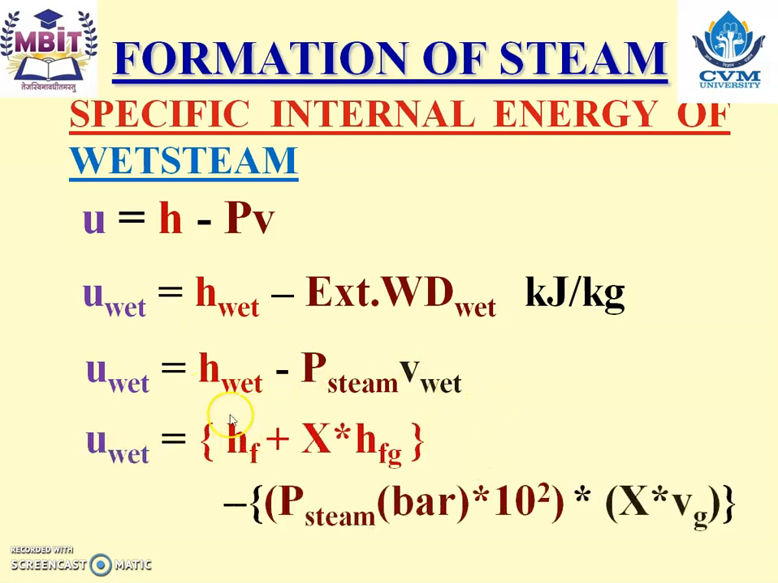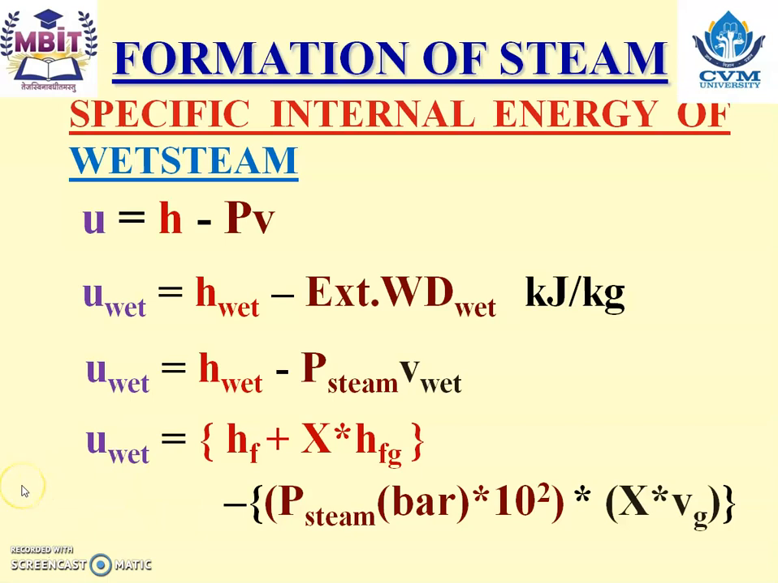Again, what is H wet? Hf plus x into Hfg, minus pressure of steam in bar multiplied by 10 raised to 3, that we have converted into kilopascal, multiplied by x into Vg. So this is the equation using which we can calculate the specific internal energy of wet steam.